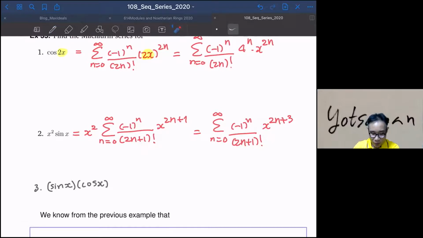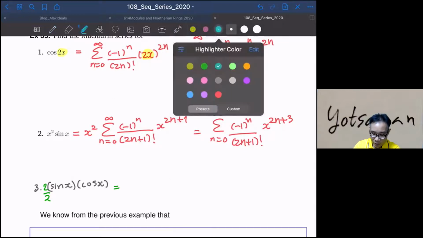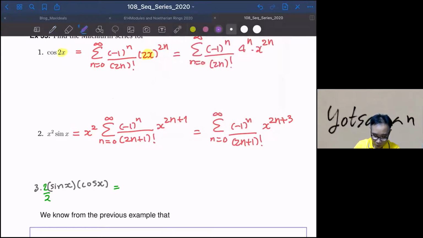So the way to find this one is going to be 2 over 2. You just write it in this form, and you see that what is 2 sine cos? 2 sine cos, in this world that we had last semester, is going to be sine 2x. So it's going to be sine 2x over 2.